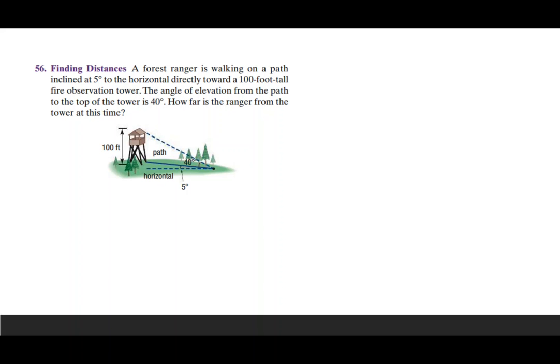Okay, so we have a lot of things going on. We have this first triangle. It kind of looks like this, where this is 40 degrees. This is 100 feet. But this is not a right angle, because we know underneath we have this 5-degree grade. So this is 5 degrees.